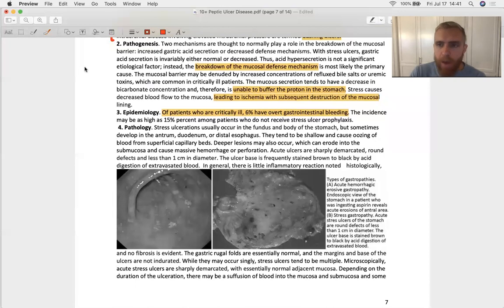Remember that all gastropathies kind of go back to this breakdown of mucosal defense mechanisms. Any gastropathy, that's what's going on. You don't have a mucous membrane anymore, so cells get really, really damaged.